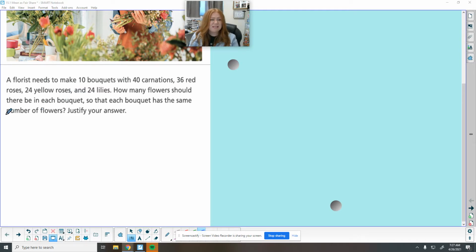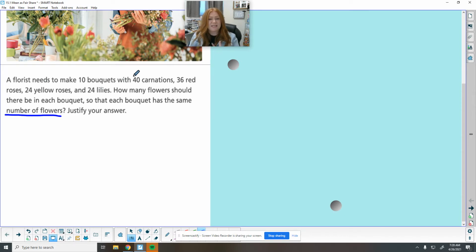So one thing I think is important here is to notice that it just says that it has to have the same number of flowers. I don't necessarily need the same number of carnations, red roses, yellow roses, lilies in every bouquet. So every bouquet doesn't have to look the same. It just has to have the same number. So if the first bouquet has 7 flowers, the second bouquet has 7 flowers. So I know I need 10.